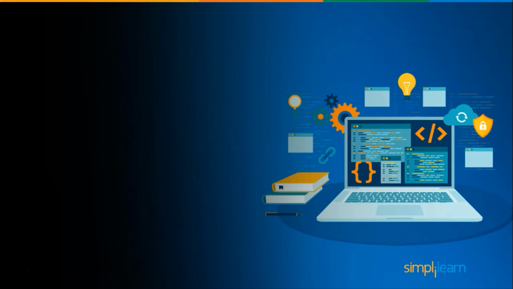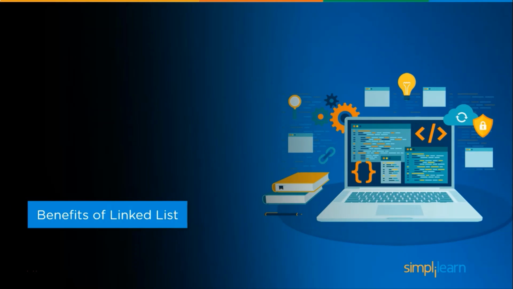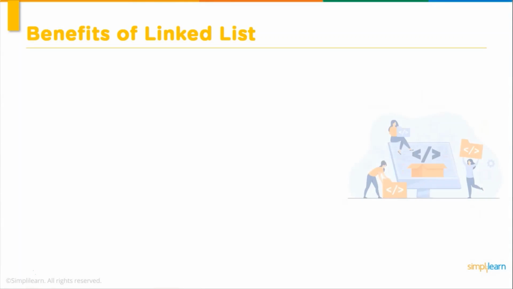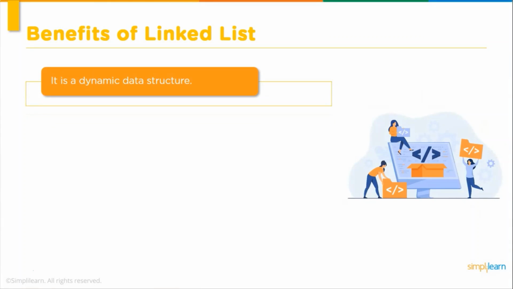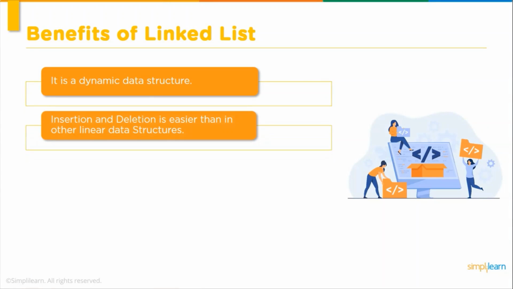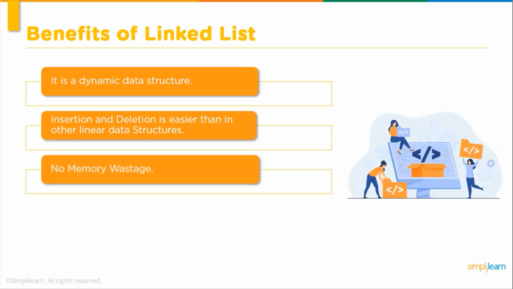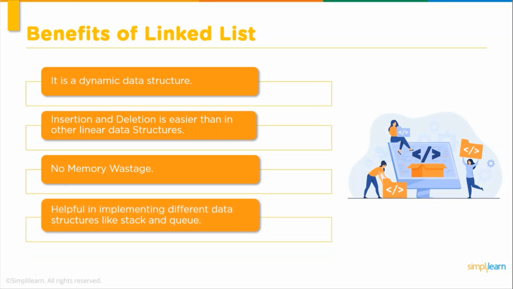We have learned a lot about linked list during this session. Now let's discuss some benefits of linked list. First up, a linked list is a dynamic data structure. That is, we can dynamically increase its size. Next, it offers easier insertion and deletion than other linear data structures like arrays and strings. Since it can dynamically increase its size, there is no memory wastage. Next, it is pretty handy in implementing complex data structures like stacks and queues, etc.